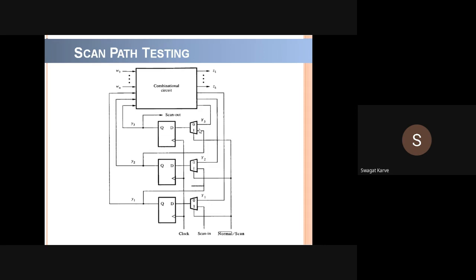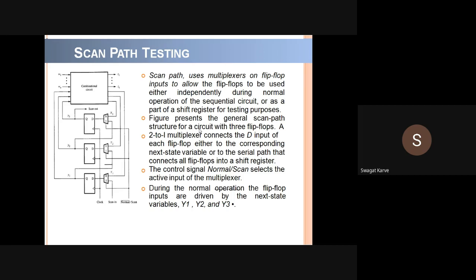If the data inputted matches the scan out data, that is the expected output, you can say there is no fault. If the data you inputted does not match the scan out data, that is the expected output data, you can say there is a fault in the circuit. So this is the scan path testing method, and basically it is used for complex sequential circuits, and sometimes it can also be used for complex combinational circuits. The same thing is explained here.